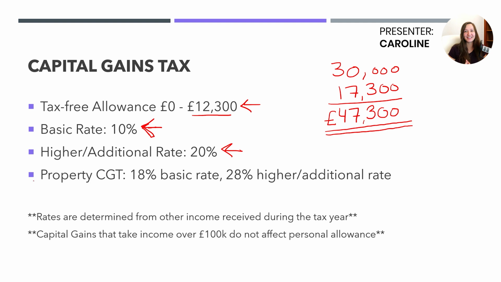And for property, we've got different tax rates on capital gains. So it's 18% in the basic rate and 28% in the higher or additional rate. Rates are determined from other income received during the tax year. Yes, this is true. However, the capital gains that take income over £100,000 do not affect your personal allowance for the year. So that's just kind of the benefit of receiving capital gains compared to earned income. It is a little bit better in terms of the tax rates and allowances that you get.